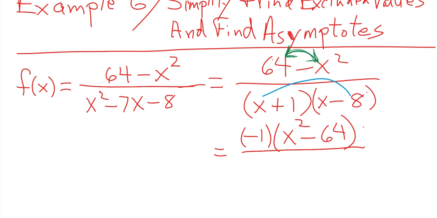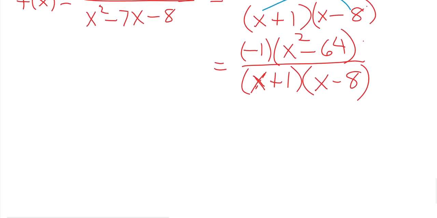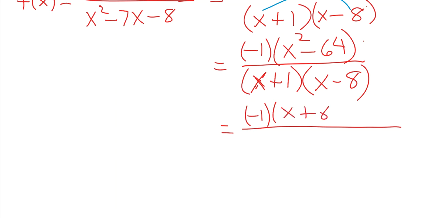In the denominator, we still have x plus 1 times x minus 8. Now let's go ahead and factor that numerator and see what we get. The numerator is -1 times x squared minus 8 squared. It's going to be x plus 8 times x minus 8.